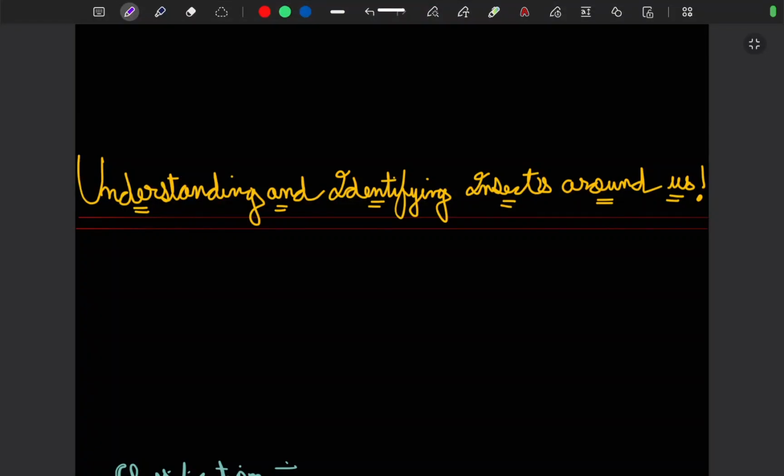Today I am going to tell you how to understand and identify the insects that you see around yourself. This would be very important for the students of zoology optional, like understanding insects, as insects compose a very big part of the syllabus.